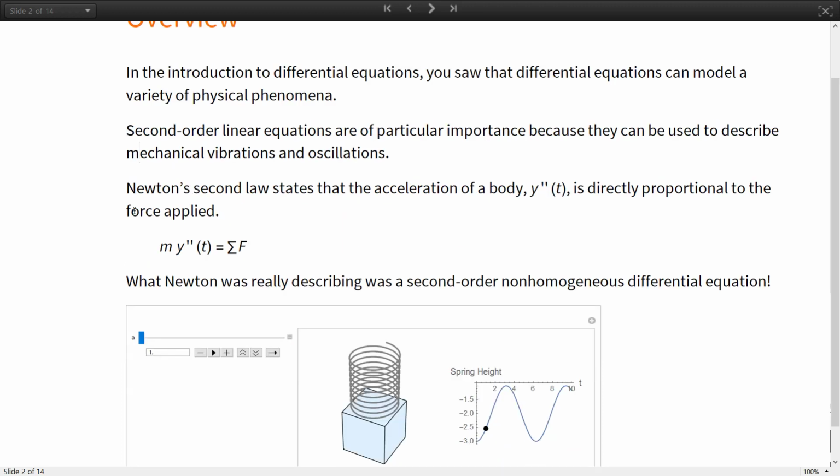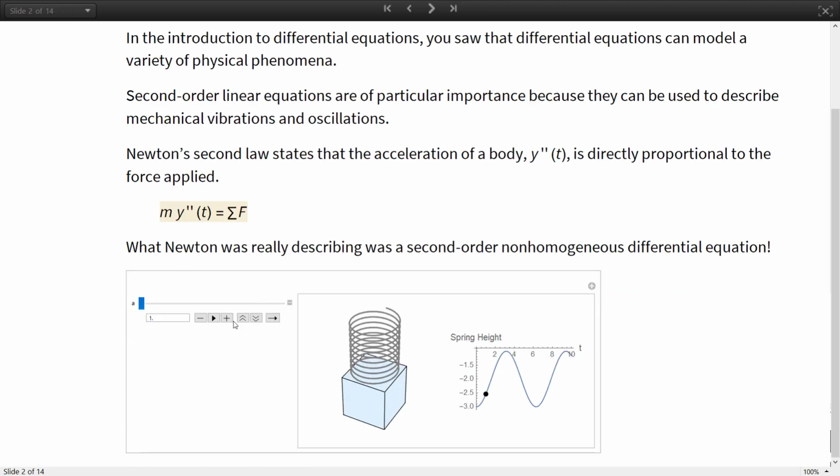To see how second-order equations relate to mechanical oscillations, recall that Newton's second law states that the acceleration of a body, or the second derivative of its position, is directly proportional to the sum of the forces applied. This statement about Newton's second law is given here as an equation. We can see that what Newton was describing was a second-order, non-homogeneous differential equation.